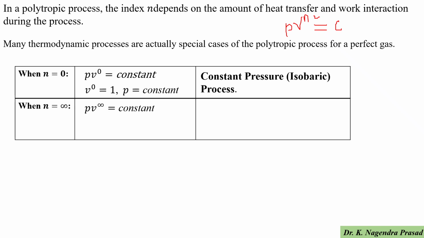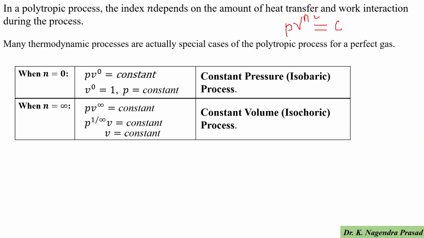Similarly, when n equal to infinity, then PV to the power infinity equal to constant, then V equal to constant. So the second special case is when n equal to infinity, the process will become the constant volume process, or the isochoric process.